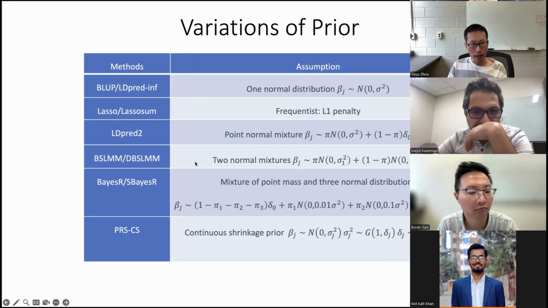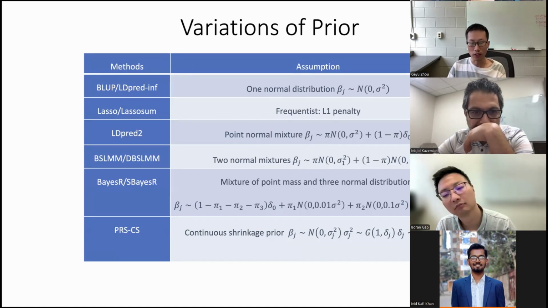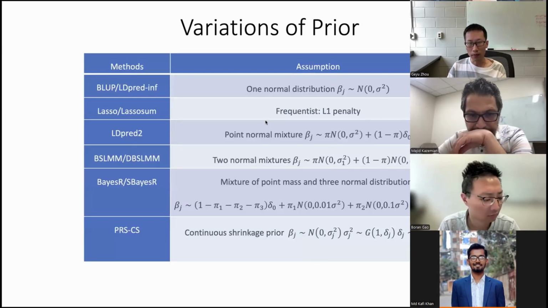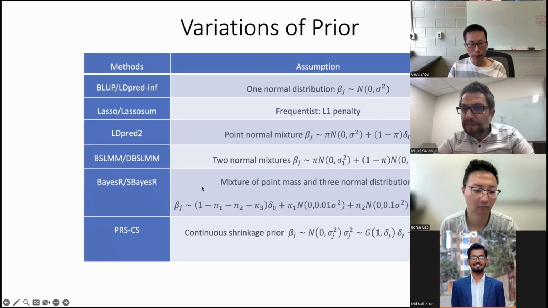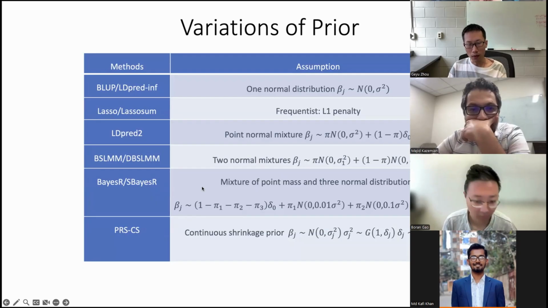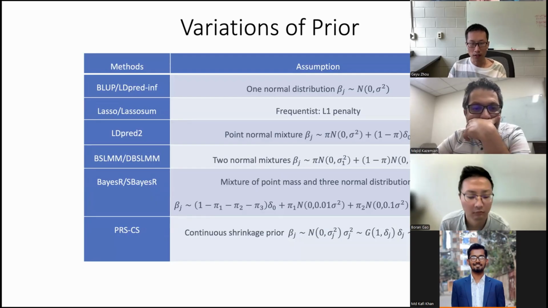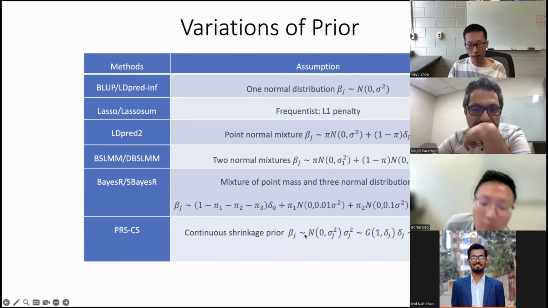And BSLMM or DBSLMM is the same. They all assume that the beta follows a mixture of two normal distributions with probabilities pi and 1 minus pi. And BayesR and SBayesR will extend these two normal mixtures to a mixture of a point mass and three normal distributions. And more recently, PRS-CS really became very popular by putting a continuous shrinkage prior on beta.